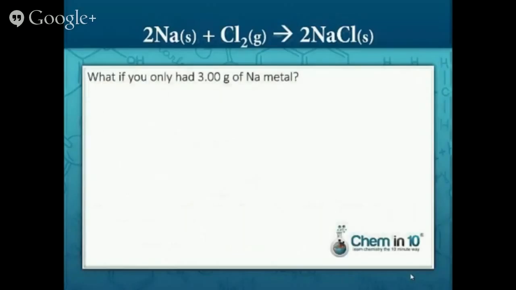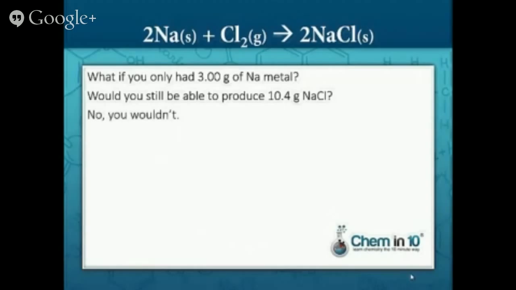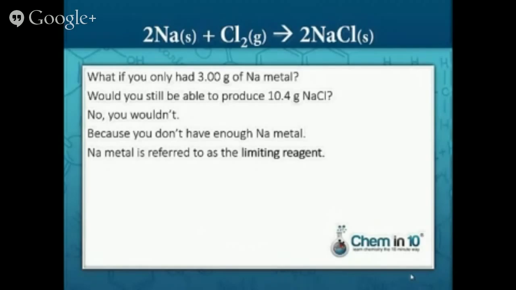Now, what if you only had 3 grams of sodium metal? So instead of the 4.10 grams you would need, you only have 3 grams of sodium metal. Would you still be able to produce 10.4 grams of sodium chloride? No, you wouldn't, because you don't have enough sodium metal.